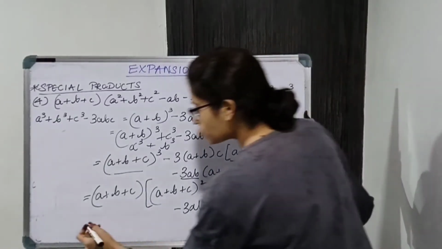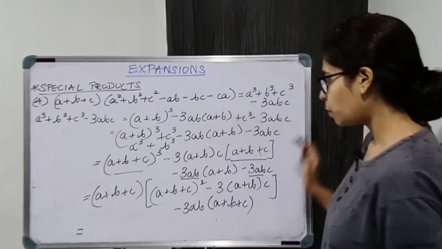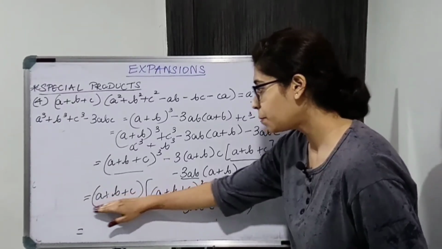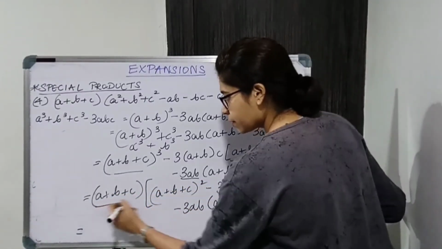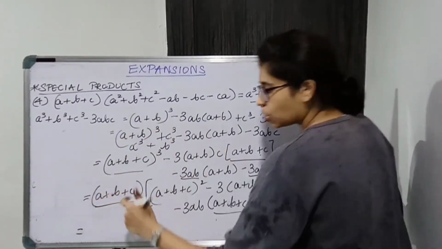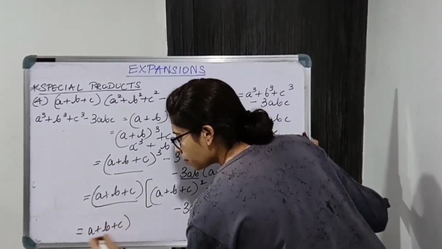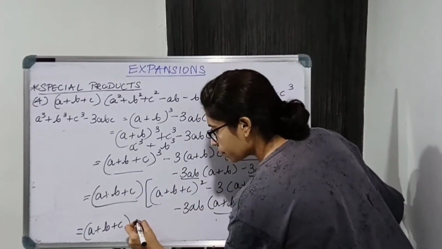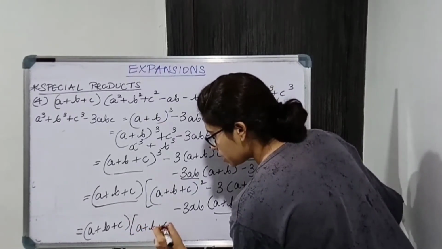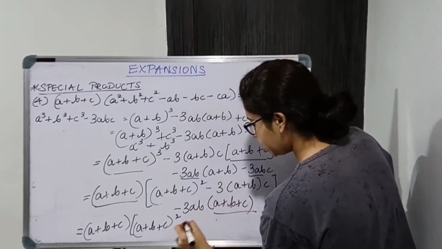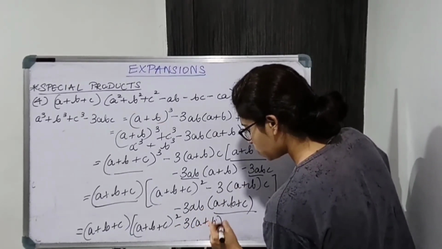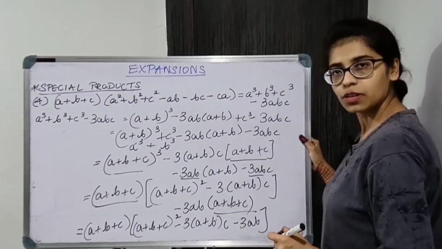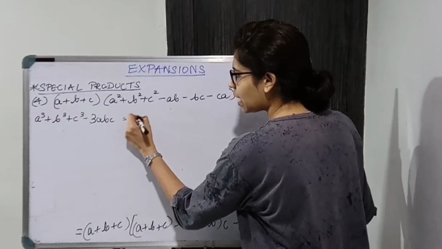Now there is a plus b plus c over here also. So we take common from both. Here also a plus b plus c is there, here also. So we'll take a plus b plus c common outside. So we are left with this and this: a plus b plus c the whole square minus 3 a plus b into c minus 3ab. So keep this bracket as it is.